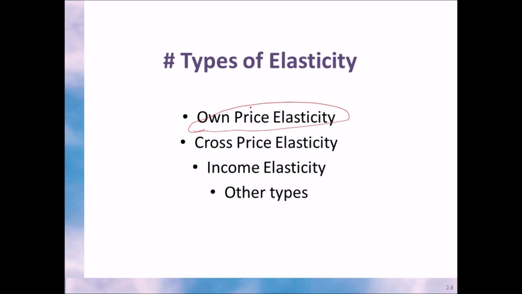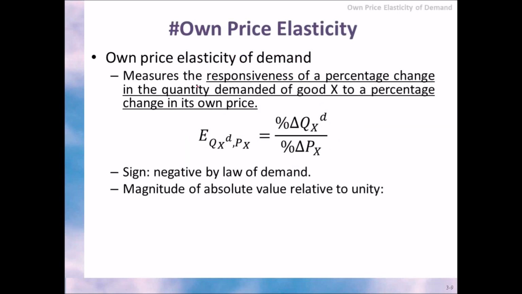So overall, there are actually many types. Later we will look into cross price, income, and also other types. For own price elasticity, what we measure is the responsiveness of the percentage change in the quantity demanded of good X to a percentage change in its own price. Own price means, if this is good X, the change in the price of good X, or we can put it as PX. So this is why it is called own price elasticity of demand.